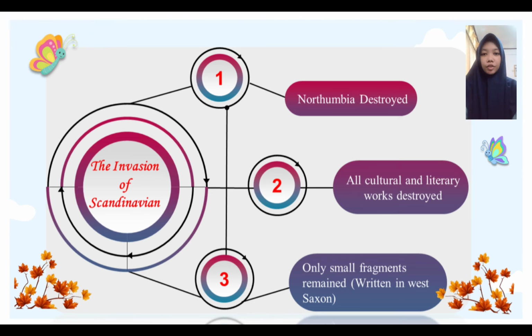Next is about the invasions of the Scandinavians. There are 3 points. The first is that Northumbria was destroyed, the second is that all cultures and literary works were destroyed, and the third is that only small fragments remained, written in West Saxon. Okay, let's see the explanations in the next slides.